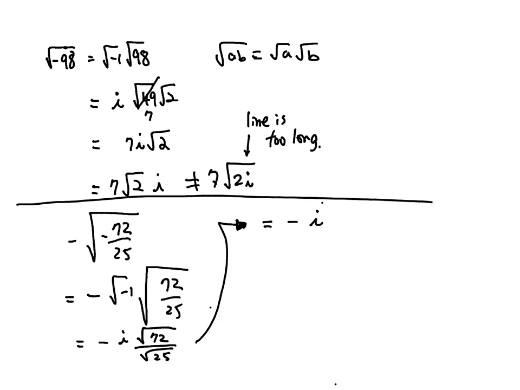So square root of 25 is 5, which is pretty straightforward. Square root of 72, we're going to do a little bit of side work. Square root of 72 is square root of 36 times square root of 2, which means this is 6 square root of 2. So put it back. So if you want to, you can write this as negative 6 square root of 2 over 5i.